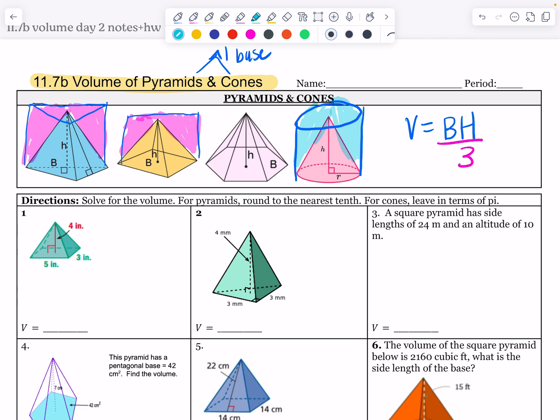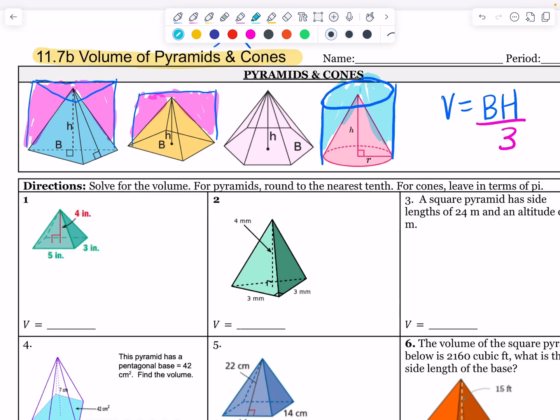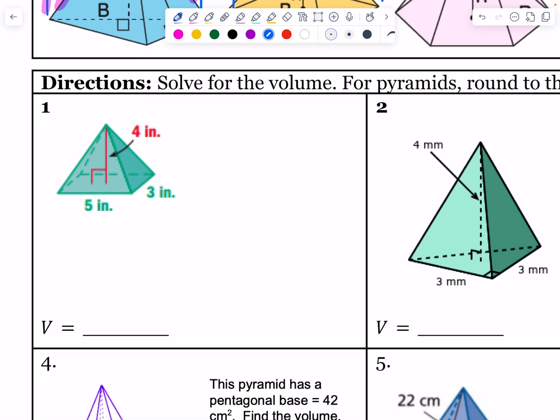We're going to solve for the volume on most of these. For pyramids, round to the nearest tenth. For cones, leave it in terms of pi. Some of these we're going to have to round because they're not very pretty.